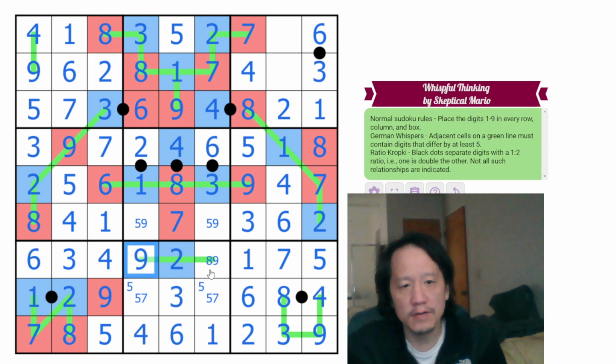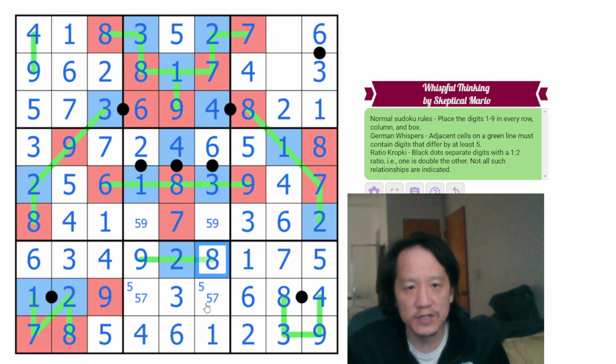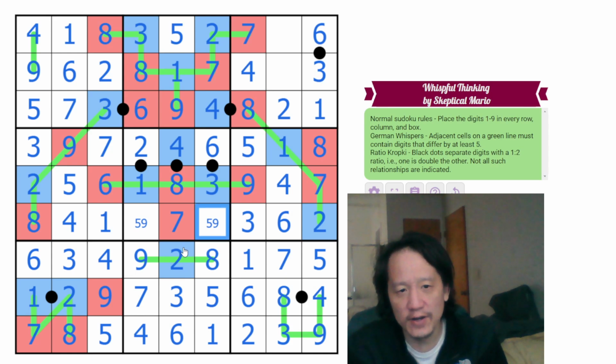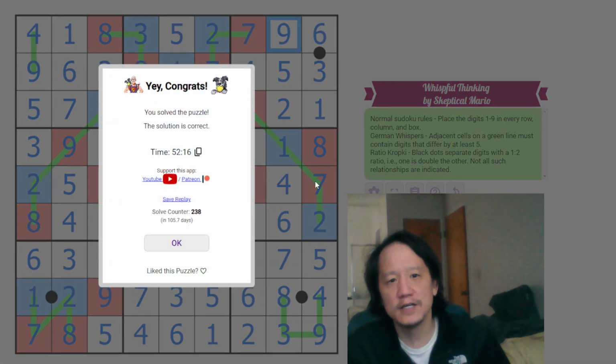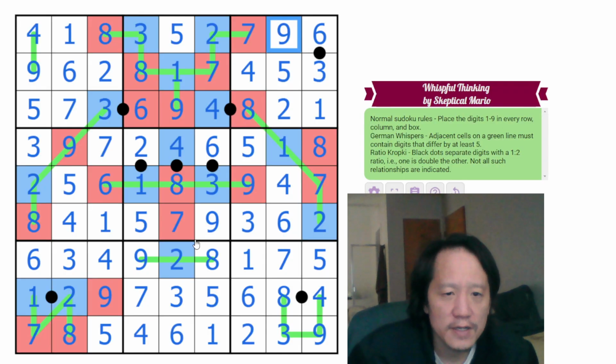This can't be 8. Well, it never was 8. So this was 9. This was 8. This can't be 7. This is 5. Okay, well, that was never 7 either. So this can't be 5. This is 9. This is 5. This has to be a 5, and that's a 9. And that's the solution.